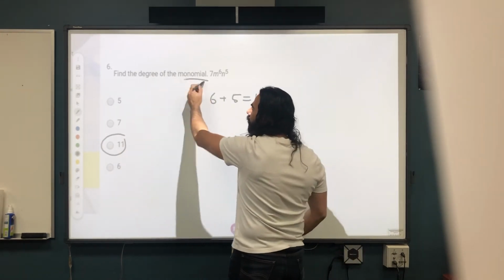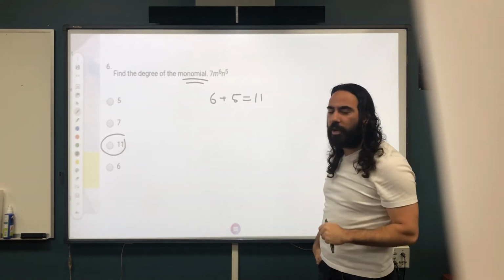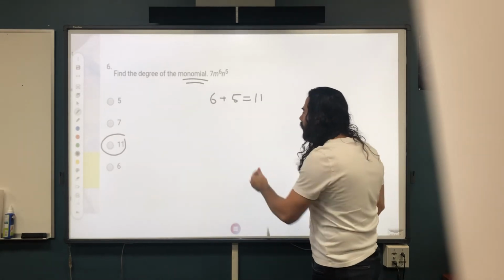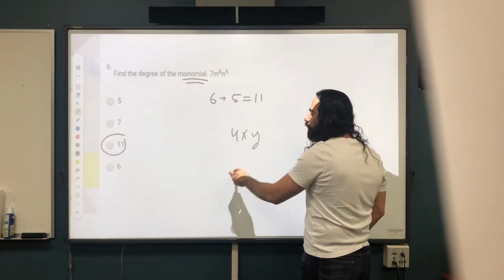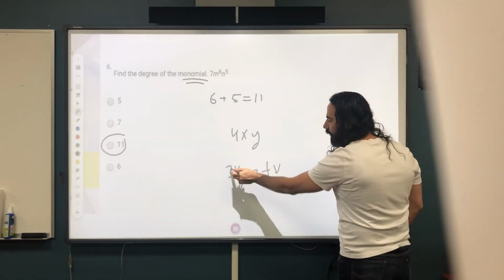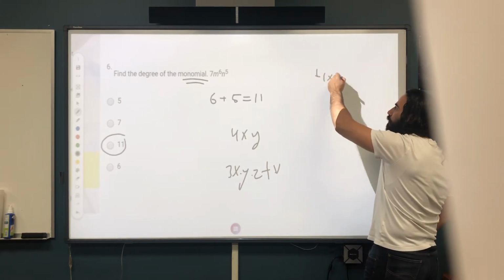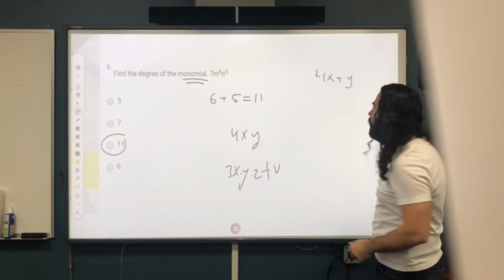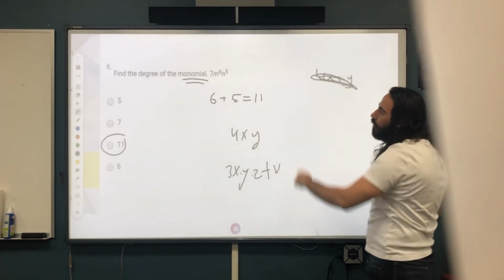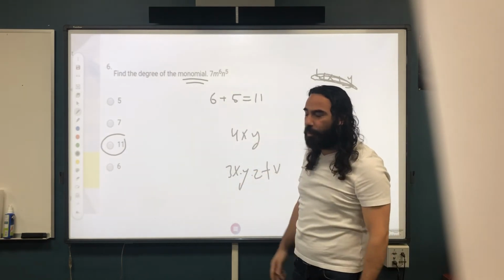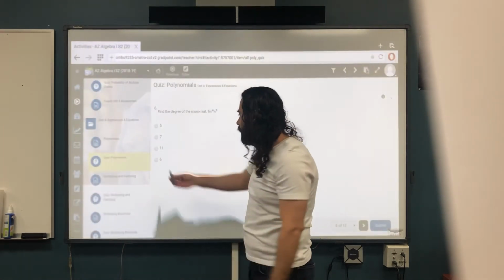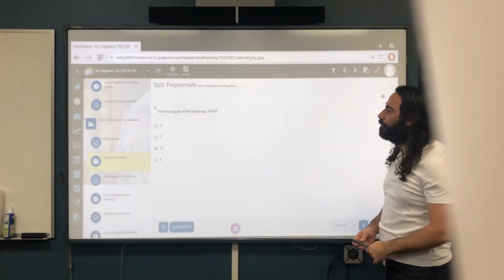What is that? When it's a monomial. Again, what's a monomial? It's only one expression with no adding or subtracting operations. So for example, 4xy is a monomial. 3xyztv is a monomial. As you can see, it's all multiplications. Now, if I have 4x plus y, that's not a monomial now. That's a binomial or a polynomial. So we do this only when we have a monomial. We add the exponents, we get the degree. The degree is 11. And that is the answer. So the answer would be 11.